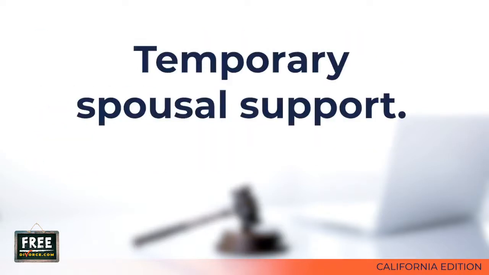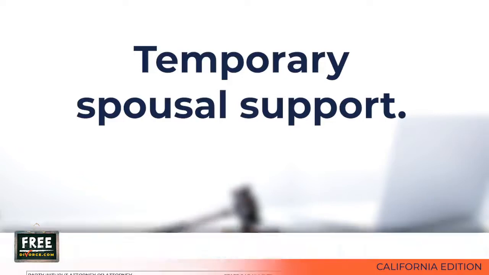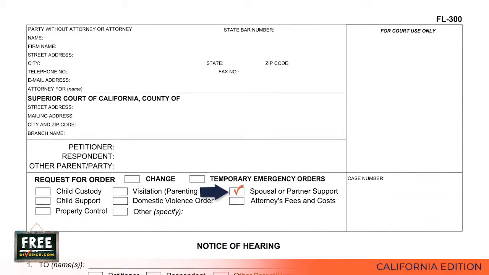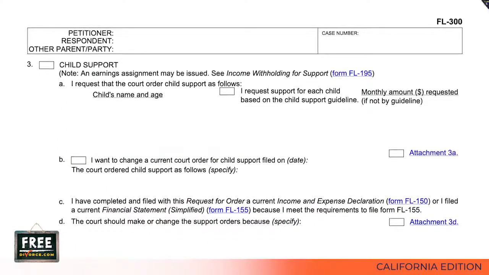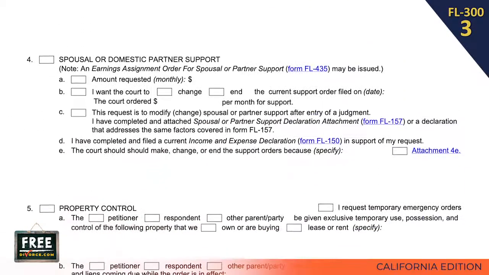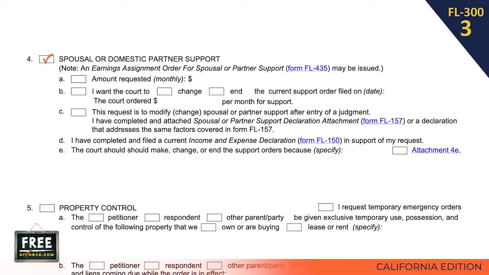Let's move on to spousal support. Christina, how do I use the FL-300 to obtain a temporary spousal support order? If you want a temporary spousal support order, check the spousal support box on page 1, just below the caption. Then turn to page 3 of the FL-300. Check box number 4 on the FL-300. Box number 4A asks for the amount you're requesting. Simply type the word reasonable. You don't need to specify an amount.